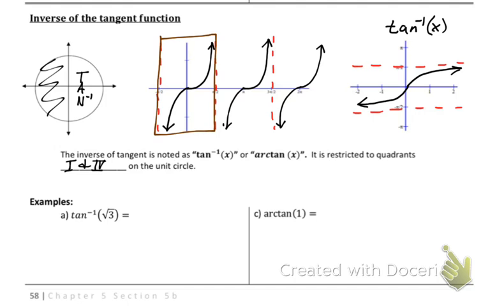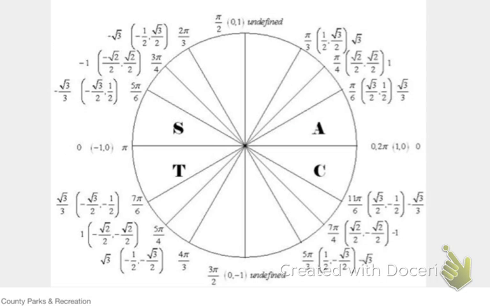So I'm looking for the tangent inverse of square root of 3. So I'm looking for where tangent is square root of 3. It is square root of 3 right here, and it is square root of 3 right here. Can someone tell me which one of those answers is the correct one? You have a 50-50 shot. It's pi over 3 or 4 pi over 3. Nick? Pi over 3. Why is it pi over 3? Because it has to be in quadrant 1 or 4. Yep, correct. So the answer is pi over 3.